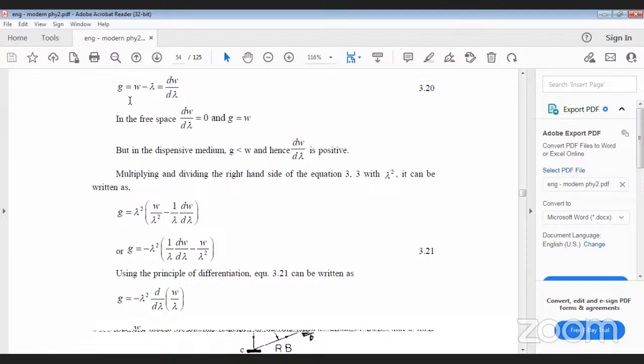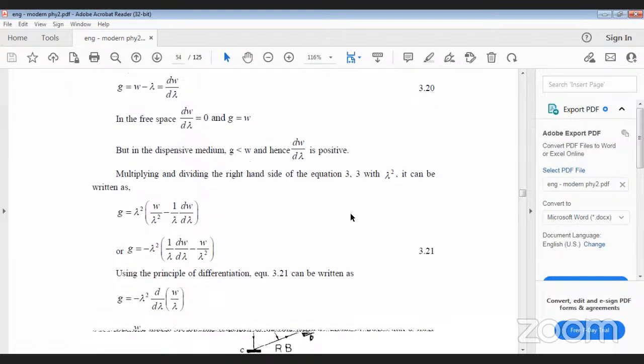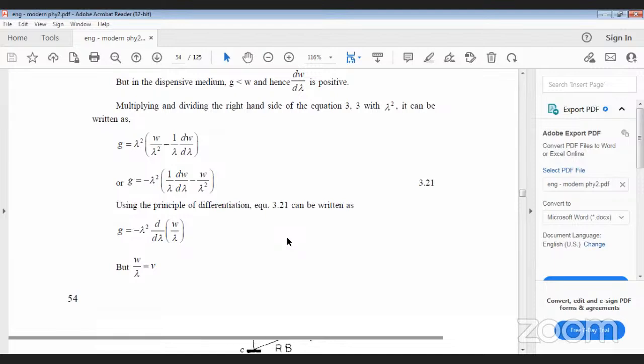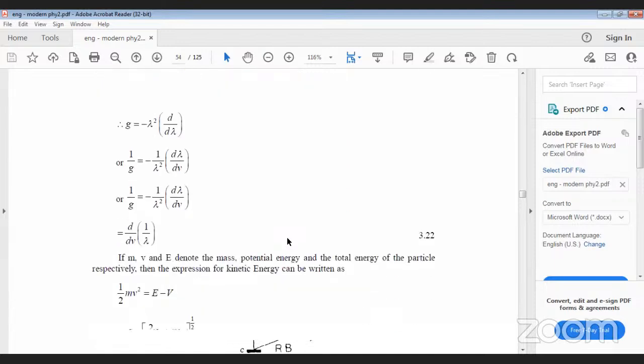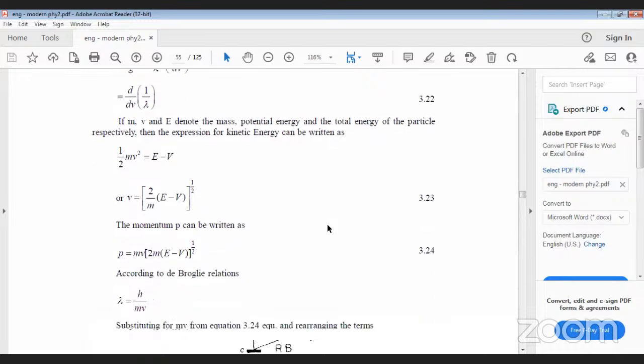So G equals lambda square into W by lambda square minus 1 by lambda into dW by d lambda. Multiplying and dividing the right hand side of equation 3 in the above equation with lambda square, and by simplifying this, you will get the relation G equals minus lambda square into d by d lambda of V by lambda. So this is the equation.